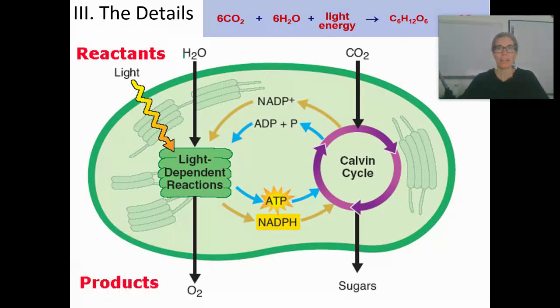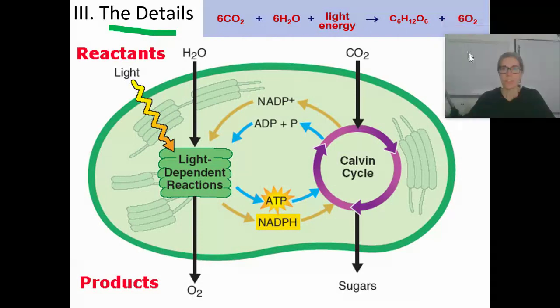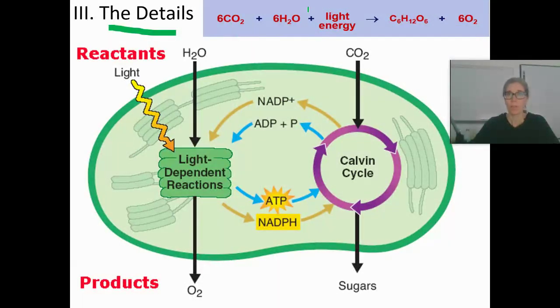Welcome to AP Biology. Today I want to go over the details of photosynthesis with you. So you can see up here the equation for photosynthesis. It takes carbon dioxide and water, some light energy, and the plants are able to make glucose with that, and oxygen is a nice waste product because we can use it.